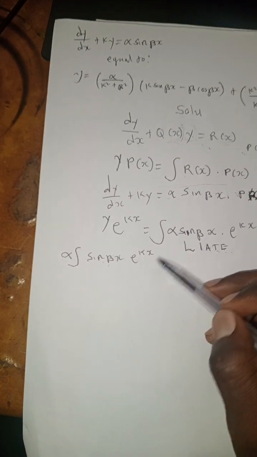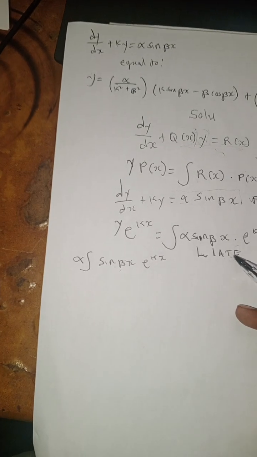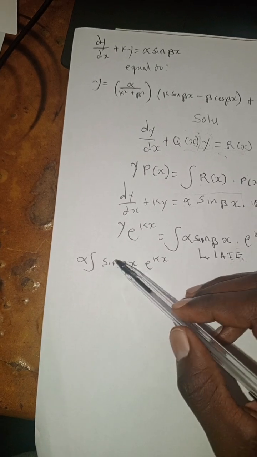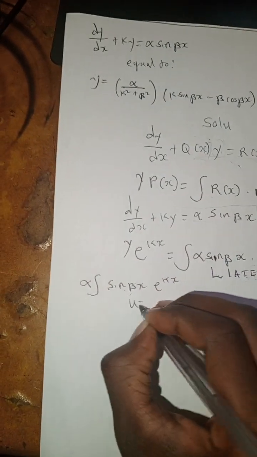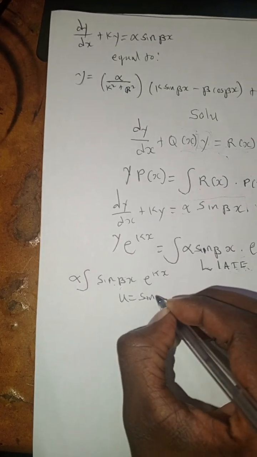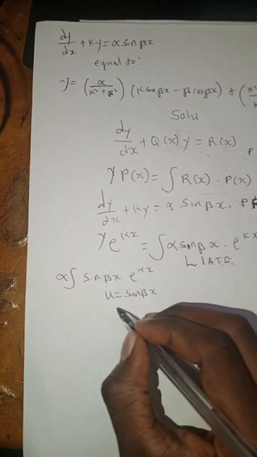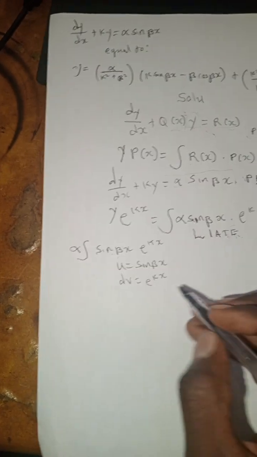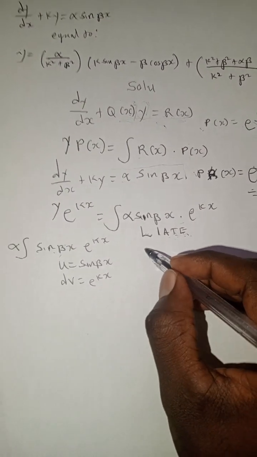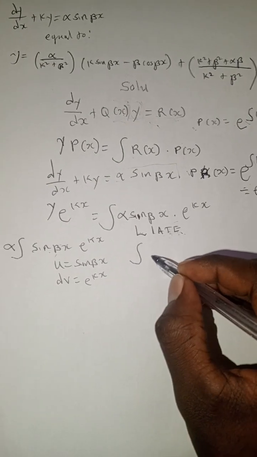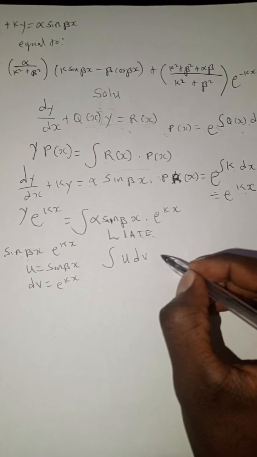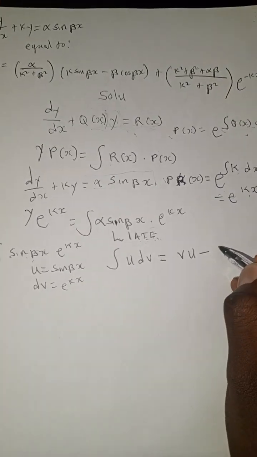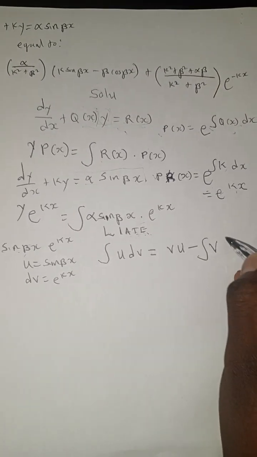Now exponent kx, it falls in the exponent family, but now between t and e, which one appears first? It's t. So we are going to use our u will be sine beta x, then our dv will be e^kx. Now we need to be really acquainted with the formula for integration by parts. By parts states that the integral of u dv is equivalent to v multiplied by u, subtract the integral of v du.